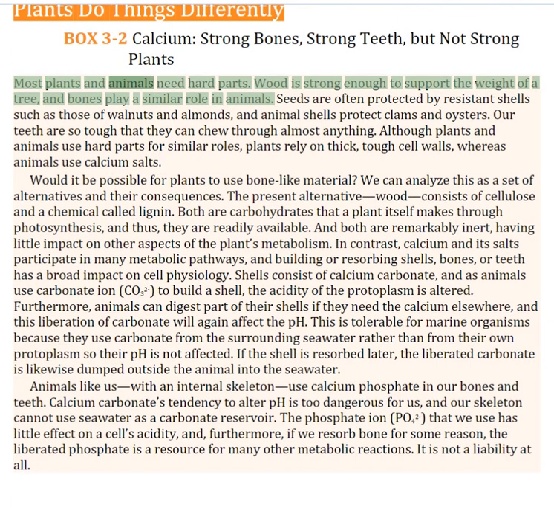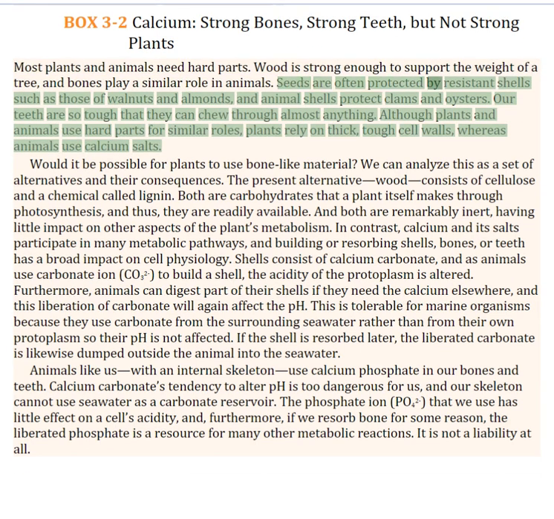Most plants and animals need hard parts. Wood is strong enough to support the weight of a tree, and bones play a similar role in animals. Seeds are often protected by resistant shells such as those of walnuts and almonds, and animal shells protect clams and oysters. Our teeth are so tough that they can chew through almost anything.